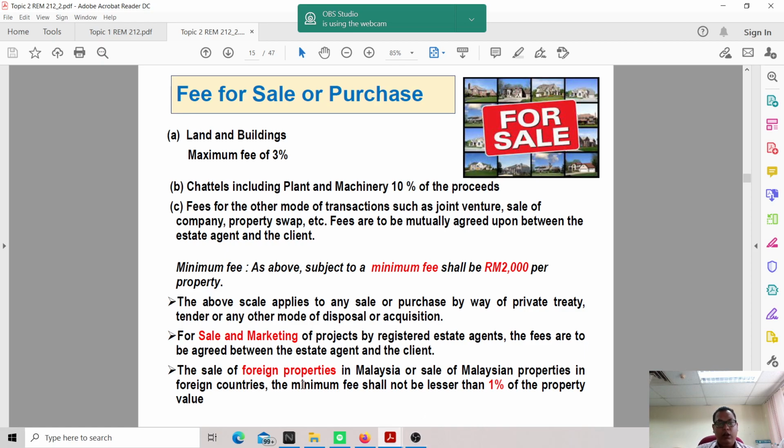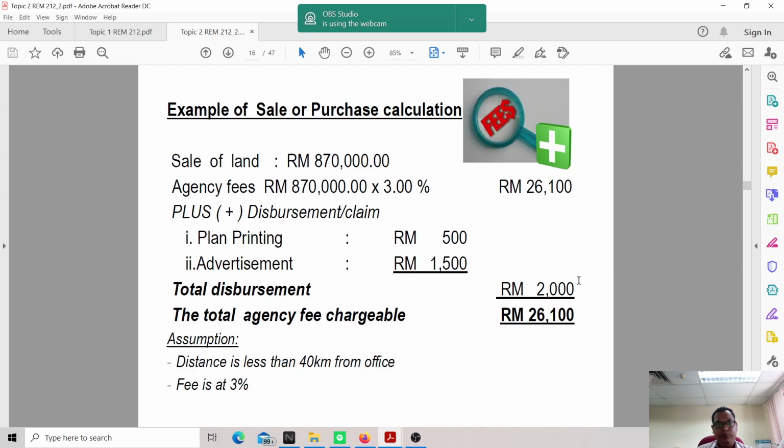Okay. For the sale of foreign property in Malaysia or sale of Malaysian property in a foreign country, the minimum fee shall not be lesser than 1% of the property value. So this one is the minimum, but if you wanted to get more than that, it is 3%. So 1% and 3%. Okay.